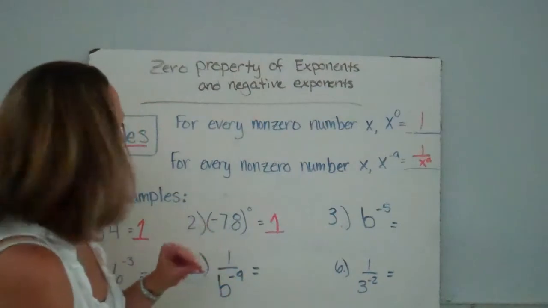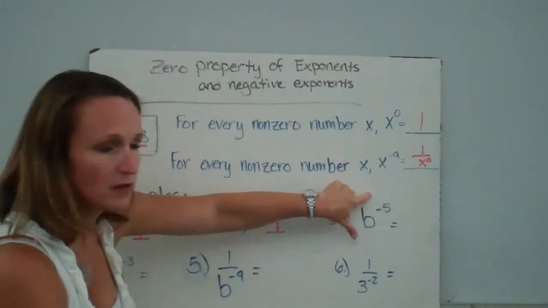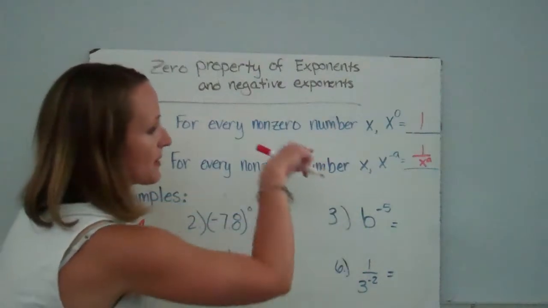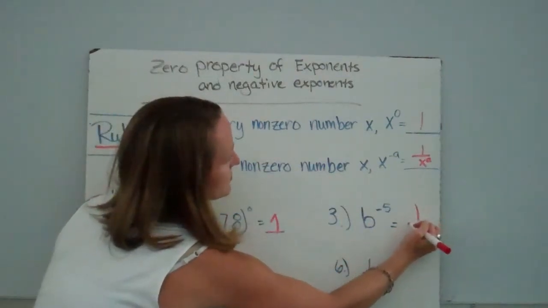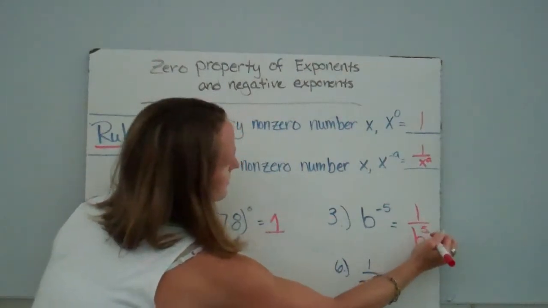Okay, let's look at something more difficult. B to the negative 5th. I have a negative exponent. I don't want any negatives, so I'm going to push it downstairs. This becomes 1 over b to the 5th.